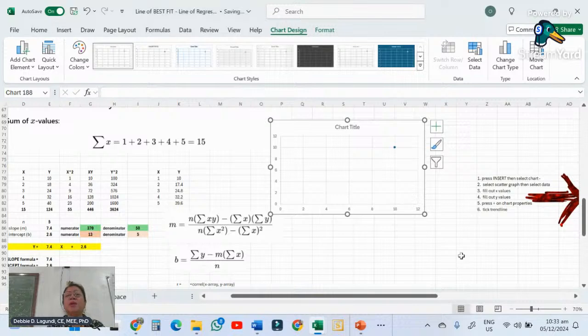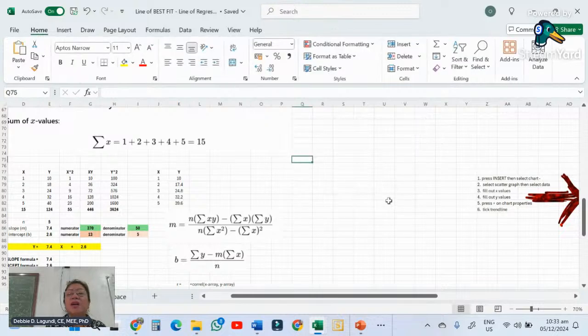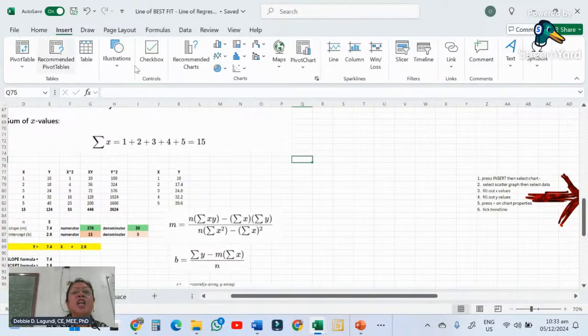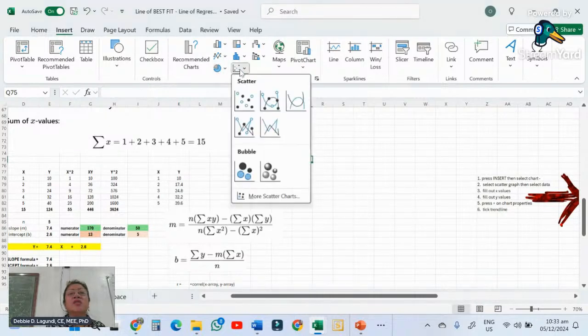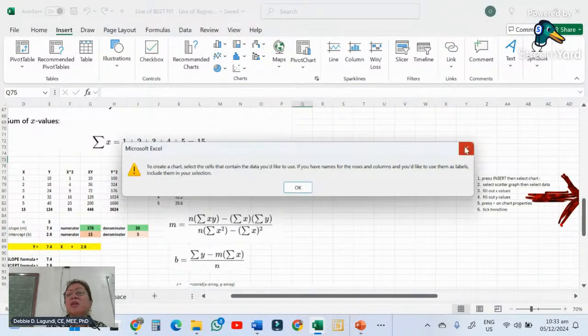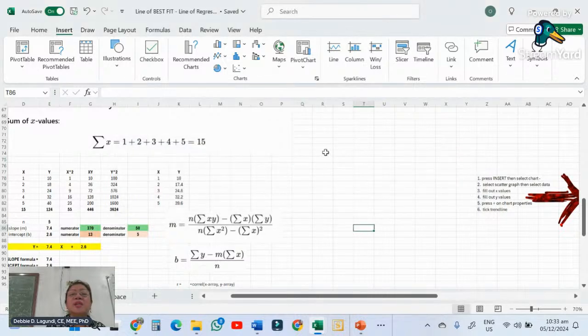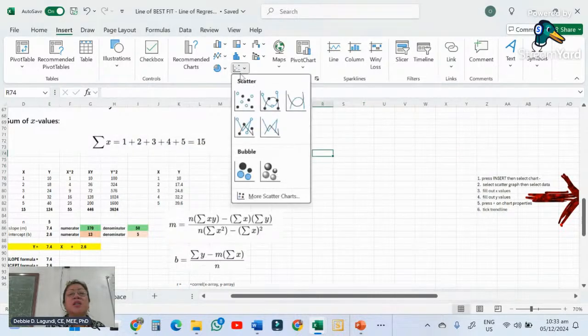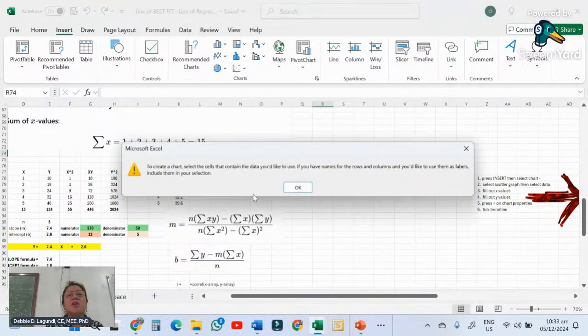Hey, what happened? What's that? It's not working. You know, when you do some demonstration, there's a time that it goes funny. Yeah? Okay, let's do another way. More scatter graphs. See? It's not working again. This is something funny with Excel sometimes. Okay, more scatter graphs. See?